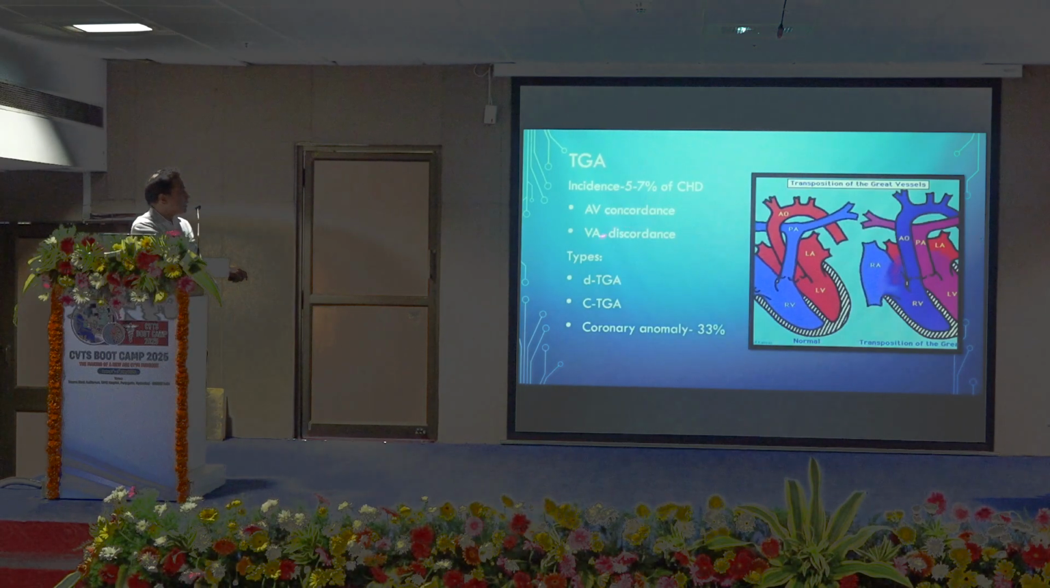And in the treatment, it is very important to assess the coronary anomaly in case of TGA because your mortality, morbidity, and prognosis depend on that. So in TGA, you will find almost 33% coronary abnormalities are associated with transposition of great arteries.